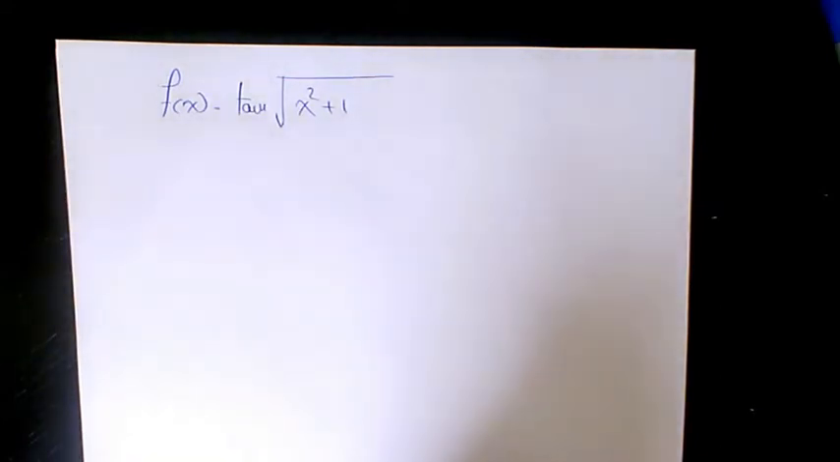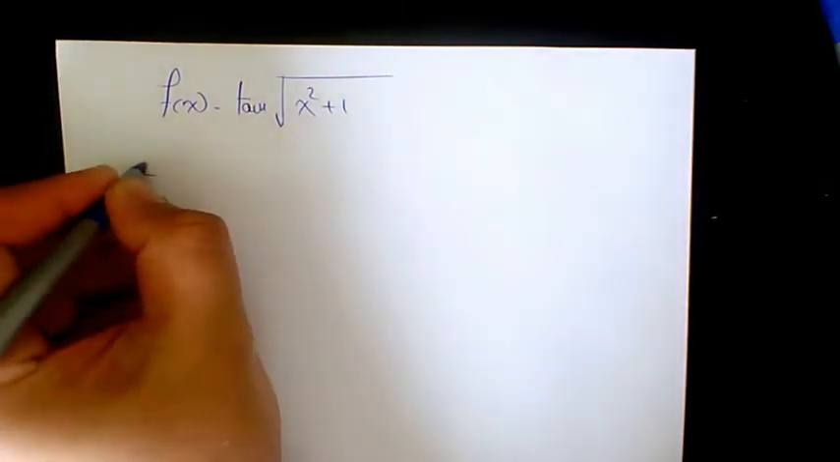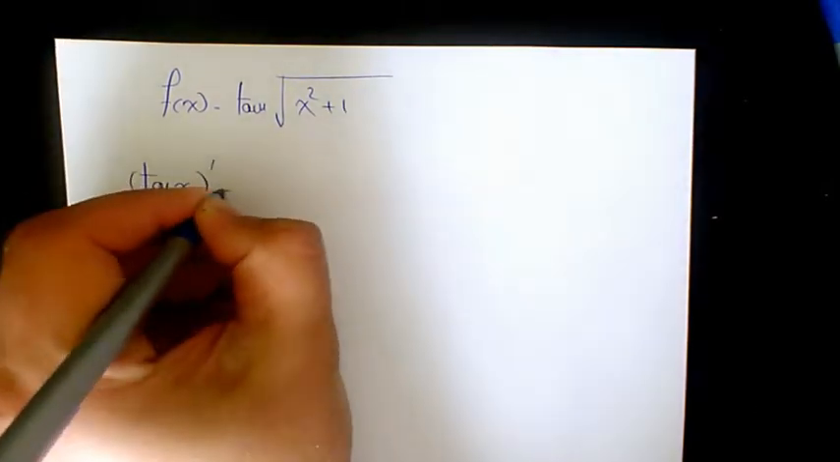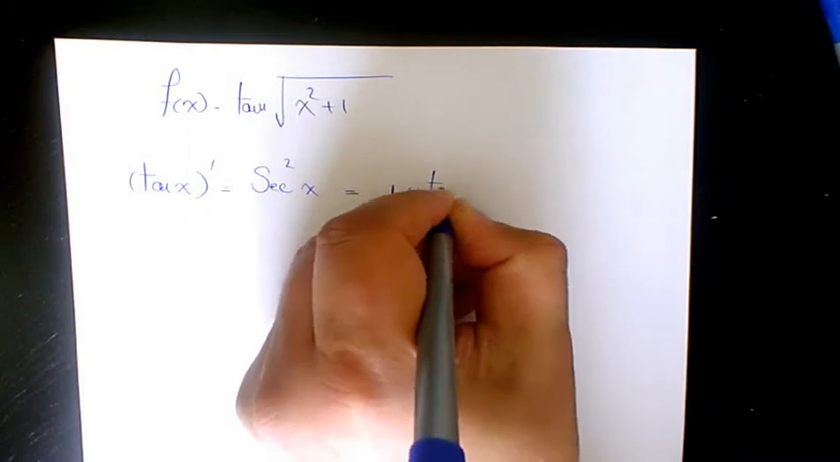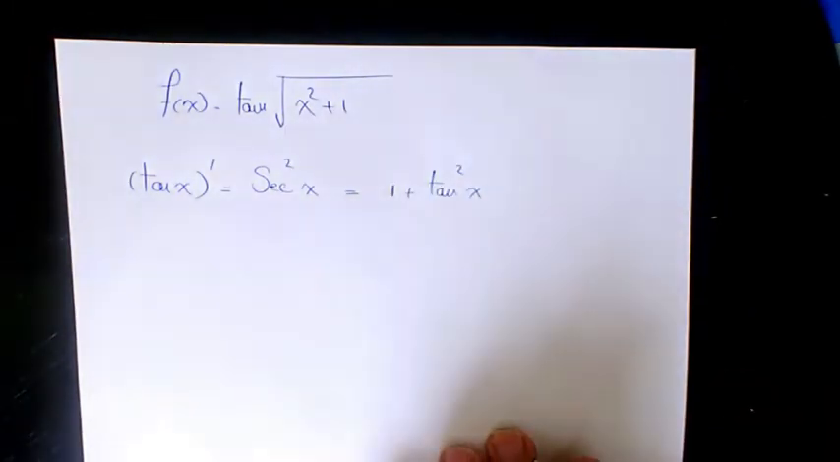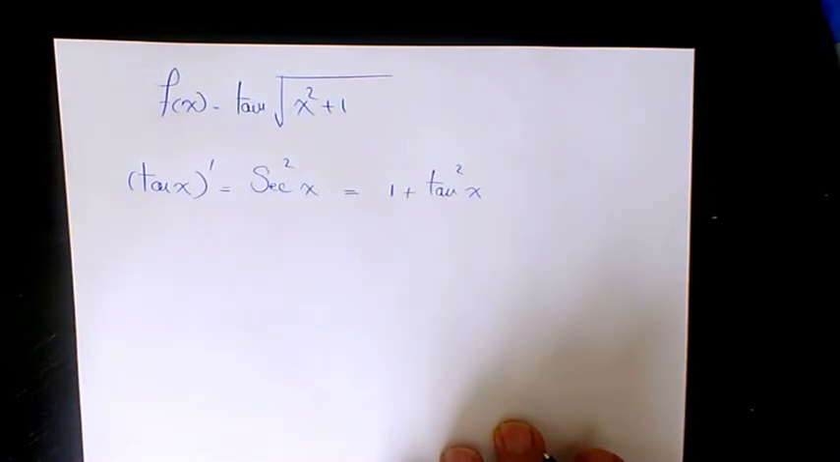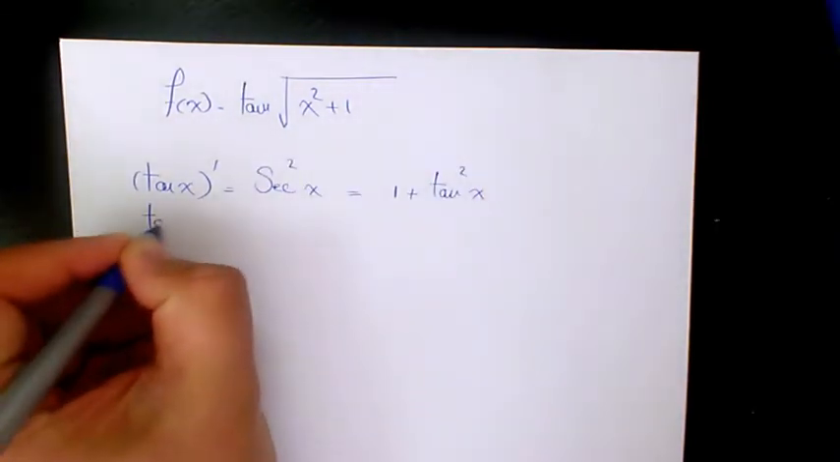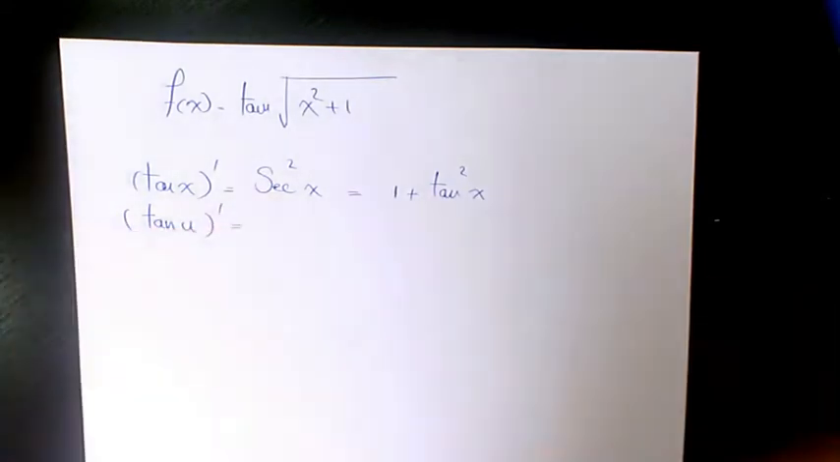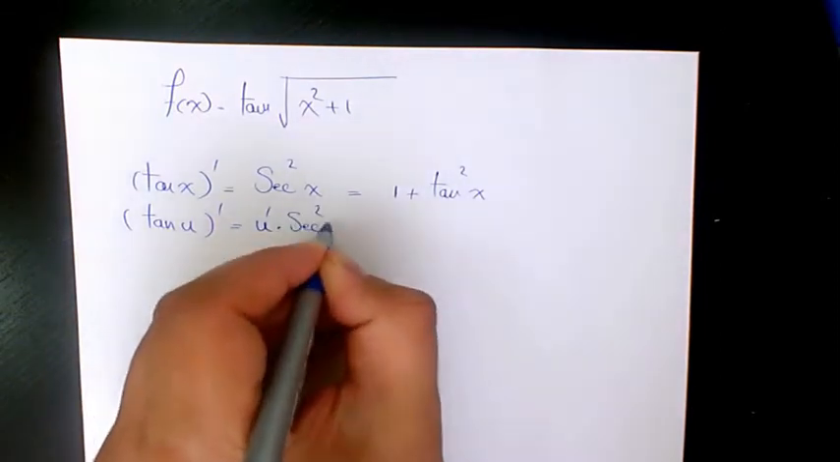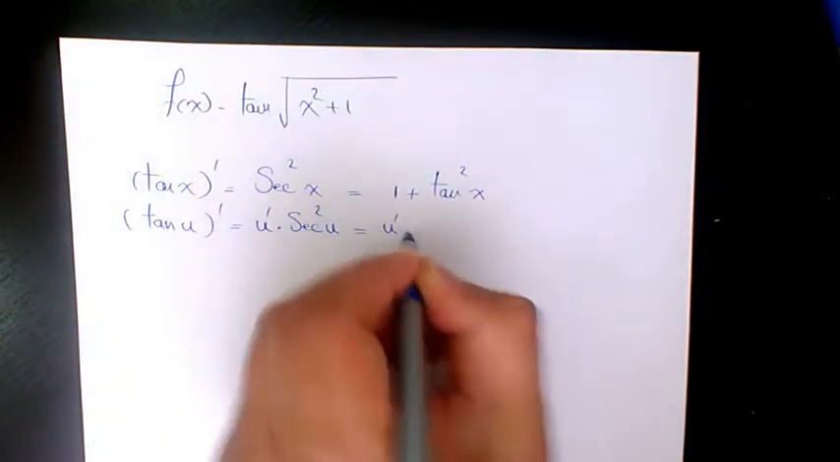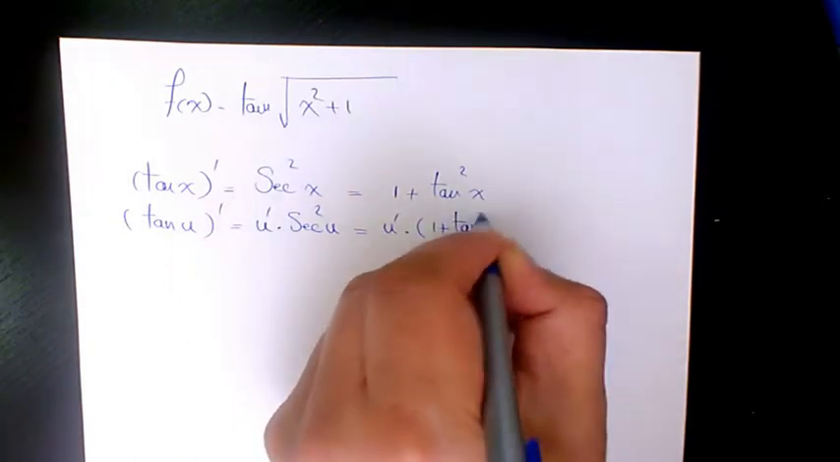Welcome to another video. In this video I want to show you how to find the derivative of tan of the square root of x squared plus 1. From before we know the derivative of tan x is secant squared x, or we can say 1 plus tan squared x. That's when we are dealing with x. Now if we have tan of u, where u is a function of x, the derivative will be u prime times secant squared u, or u prime times 1 plus tan squared u.